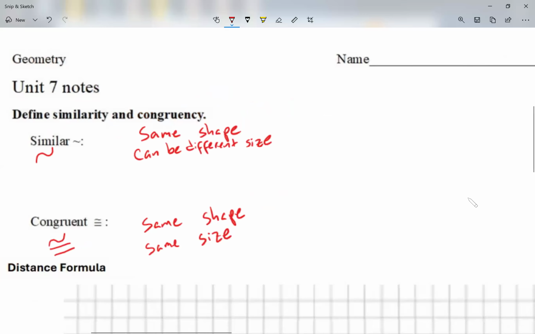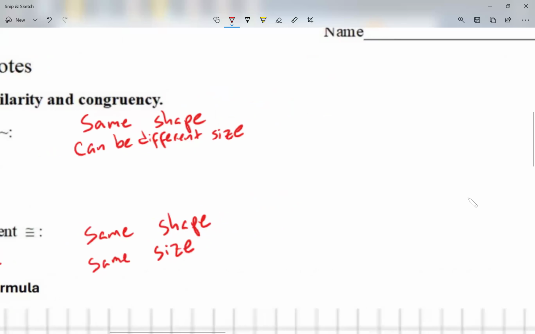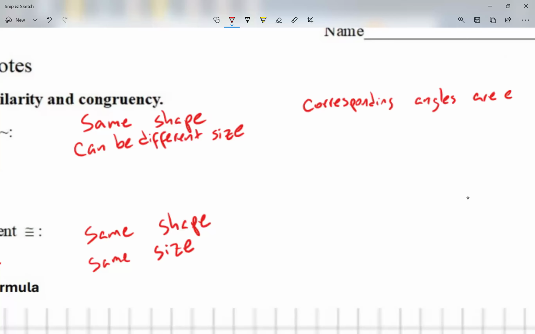Okay, a little more definition. Similar, how do we know it's the same shape? Well, corresponding angles are equal. We're going to write that down. Corresponding angles are equal. That's what same shape means. Okay, so that should be true for congruent as well.